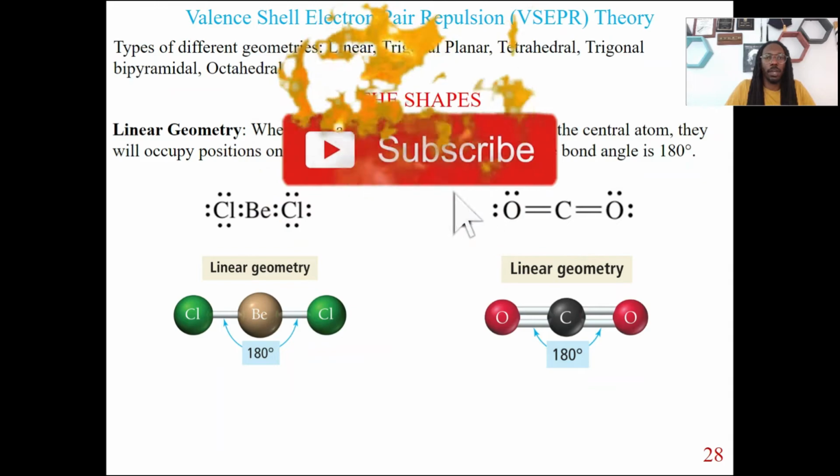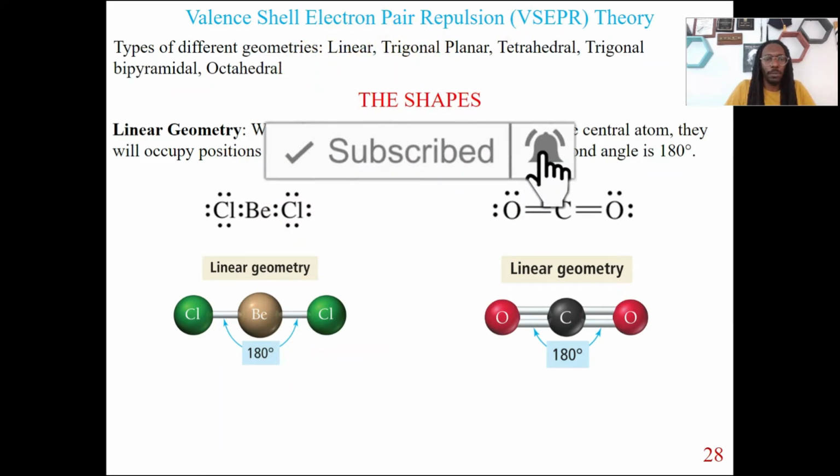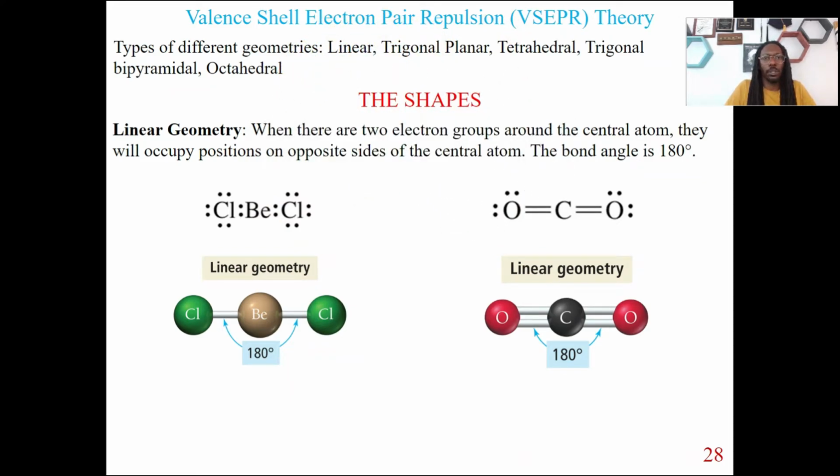A couple of different types of geometries. Let's start with the very first one, linear geometry. These are the molecular shapes we're going to talk about. The first one is linear. Linear is basically when there are two electron groups around your central atom. Because there are two, and they like to be far apart, the bond angle is always going to be 180 when you have a linear geometry.